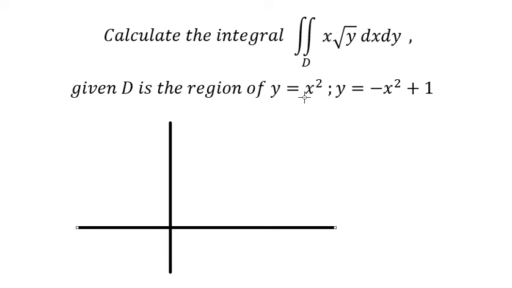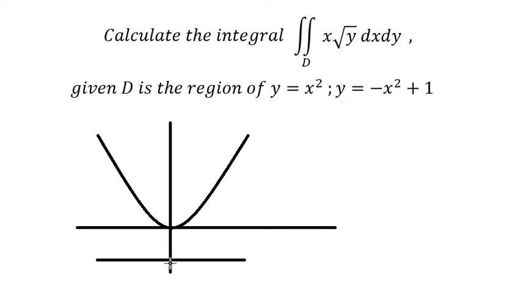About y equals x squared, the graph should be like this. And y equals negative x squared plus 1, the graph should be like this. Now, we need to find the intersection in here and here.